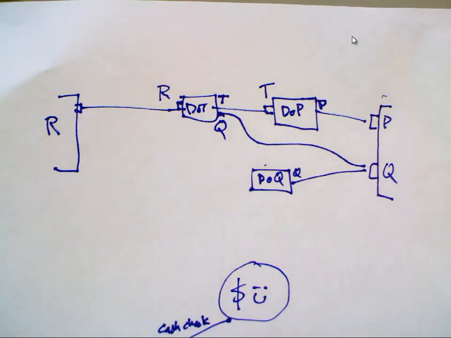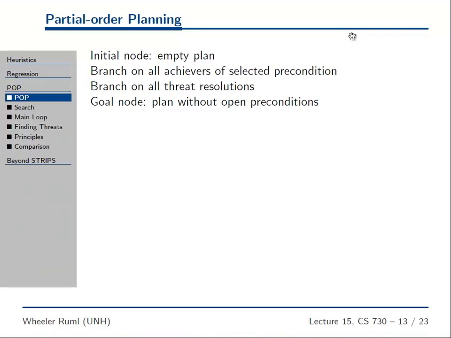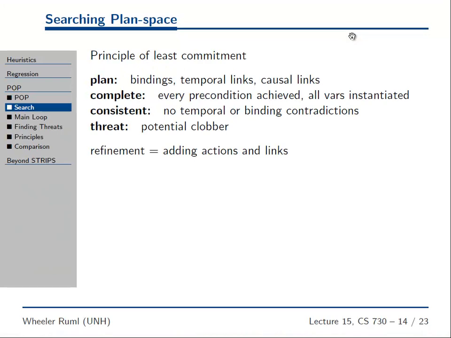So if we look at partial order planning a little more formally, a partial order plan is a set of actions. It's a set of those causal links. And every causal link is basically also a temporal constraint.